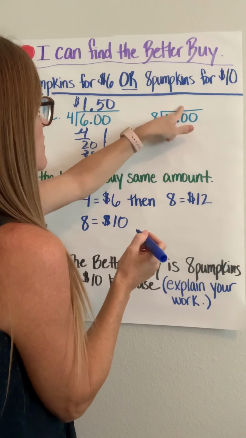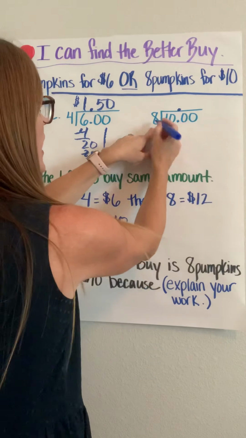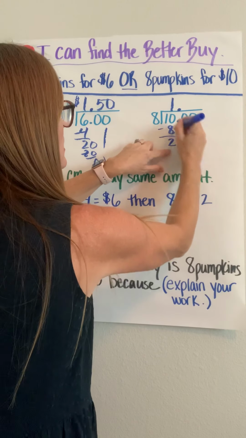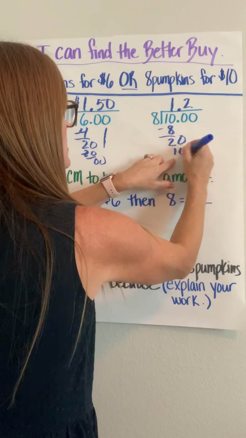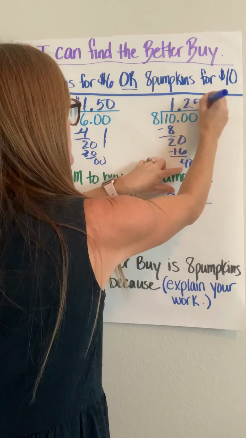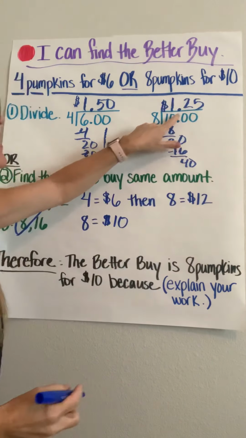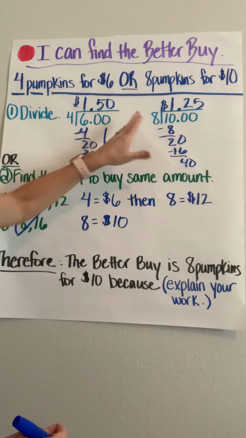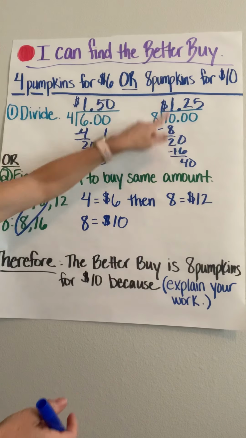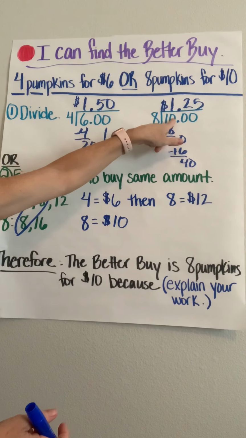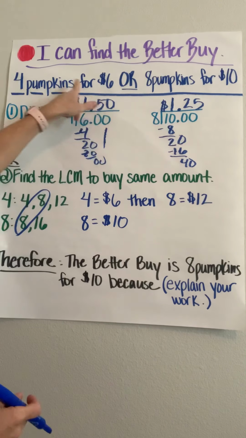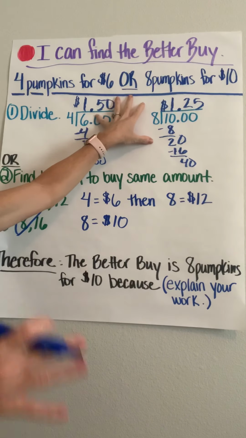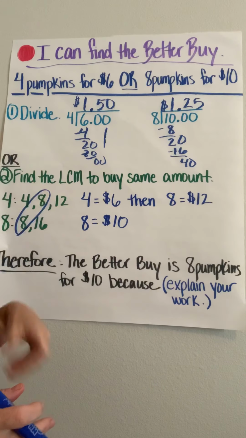The 8 for $10, again, I put up my decimal and I just divide in. 8 goes into 10 once, 8 goes into 20 twice, and 8 for 10 is going to cost me $1.25. I went through that fairly quickly because division's a separate lesson. So you can tell the better buy immediately. Oh, the 8 for 10 is cheaper because it's $1.25 a pumpkin, and the 4 for $6 is $1.50 per pumpkin. So that's one way that you can do it. You just divide each one and find out how much the individual item would cost.